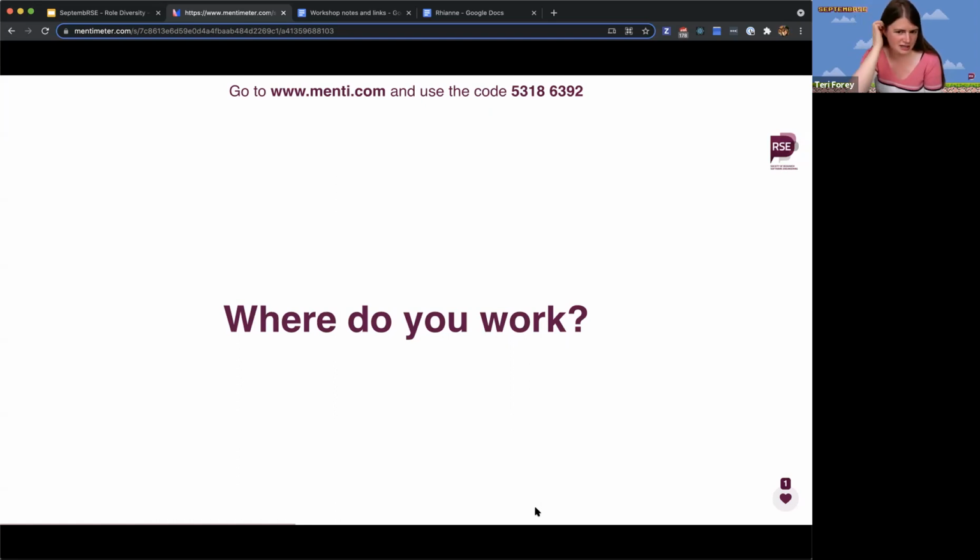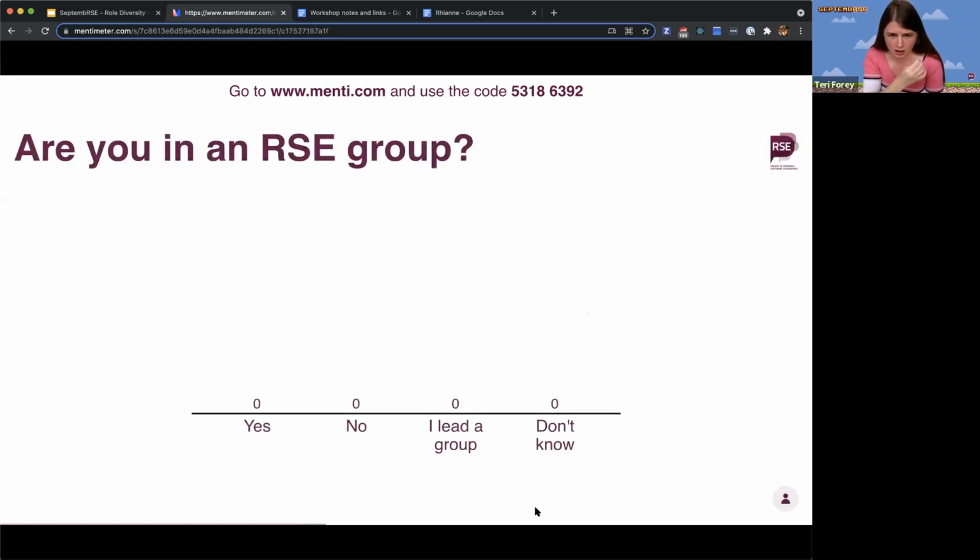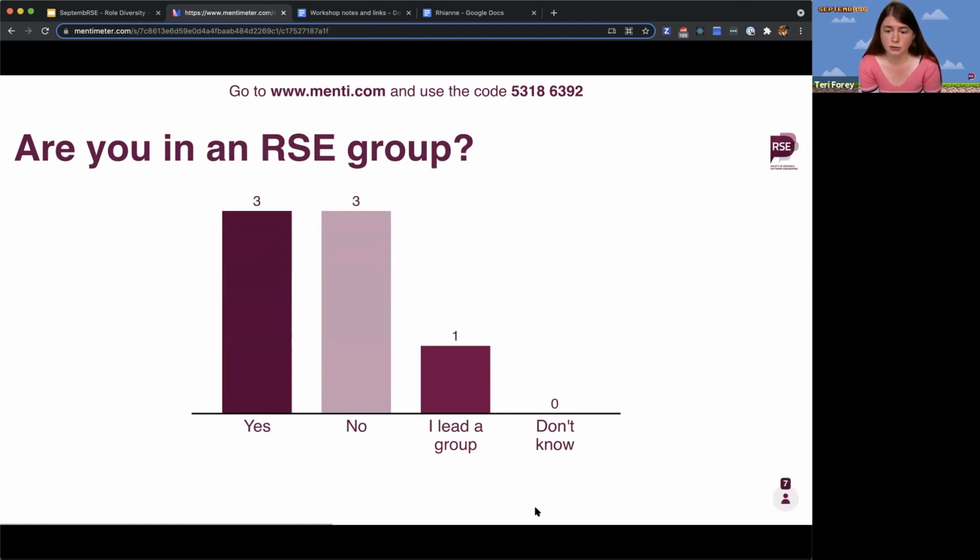So the next section is about where do you work? This is going into that embedded and central and questions like that. So first of all, are you in an RSE group? So that is a group of RSEs. Yes, no, you lead a group, which is subtly different, or don't know.